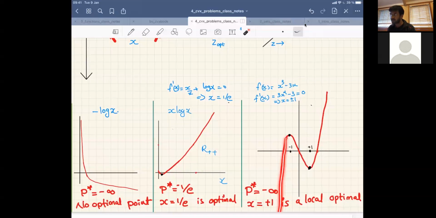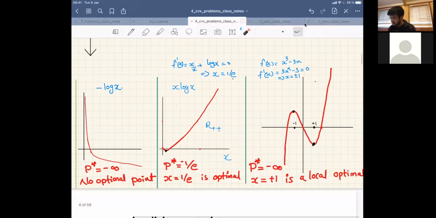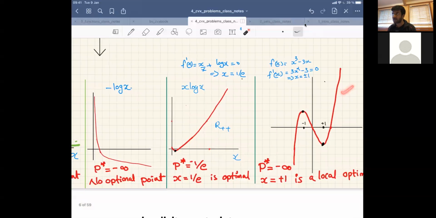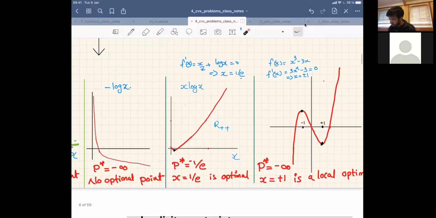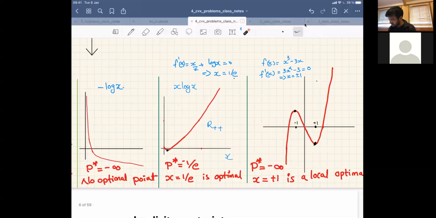So what will be the optimal value of the problem? This is going to minus infinity. So that will be minus infinity. This is again not bounded. It's an unbounded problem, unbounded below. Also, in this case, this is unbounded above also. So this value is not achieved.